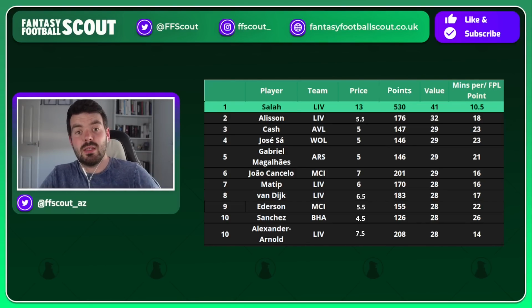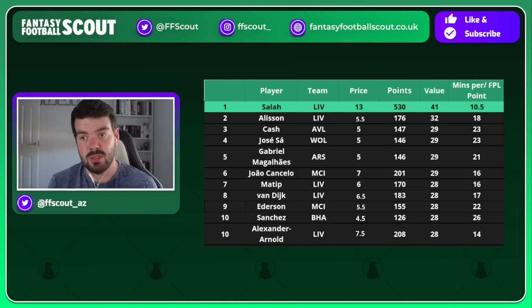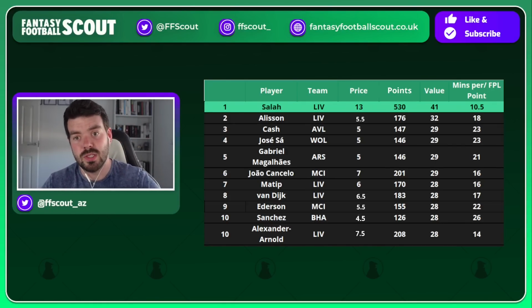It's a huge thing in the game. It's a difficult one to get right. It can lead to huge points and things like that. If you're brave enough to go without Salah or go with just one premium and invest that money around, do you think you can get enough value from your players to not have that captaincy option? I think that's something really important to consider.